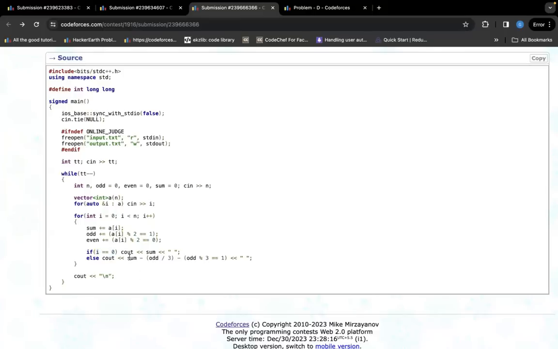Otherwise, you print sum minus odd divided by 3 and minus (odd modulo 3 is equal to 1). What this particular line of code does is, if odd modulo 3 is equal to 1, it returns a 1, otherwise it returns a 0. It's just like an if block, right? It will return true if this is true, and then an extra -1 will be subtracted. Otherwise, nothing will happen. So this was more or less about C.